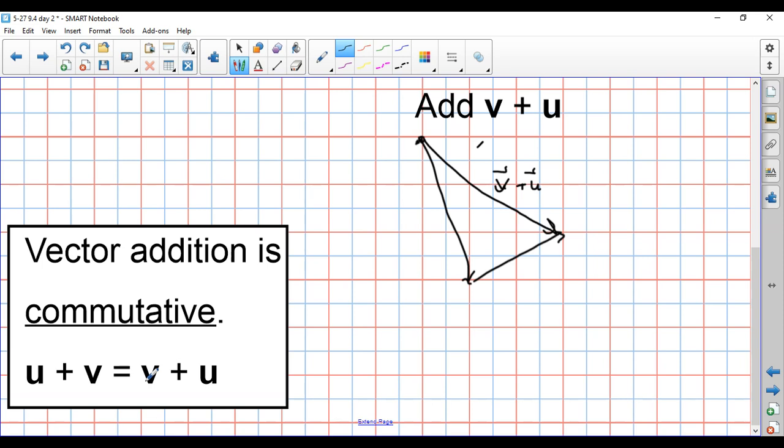And if you think about the problems you were doing the other day, if you're talking about two forces, if they're both pushing on an object, it shouldn't matter which one you start with. If they're both pushing at the same time, the resultant should be the same amount.